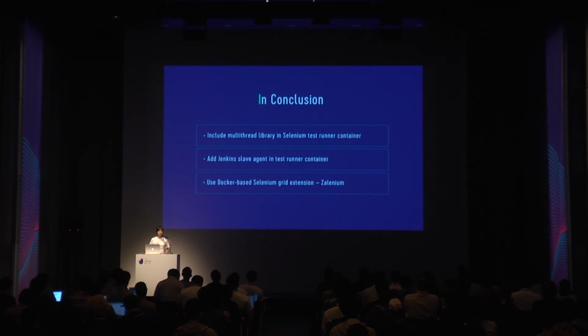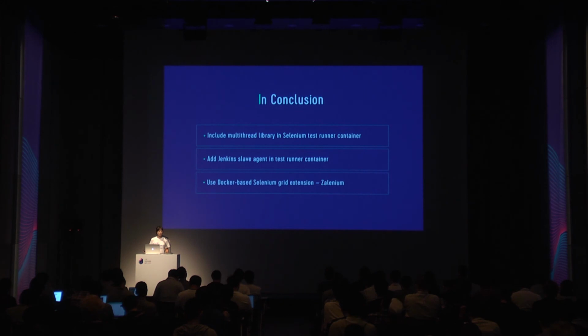First, to speed up the test, you can use a multi-thread library to perform Selenium tests at the same time. With Selenium Grid Server, the Selenium Hub will dispatch the test requests to the node server containers. Then, by adding Jenkins Slave Agent in the container, you can ship the disposable test runner container in the CI pipeline and execute the test via SSH command.